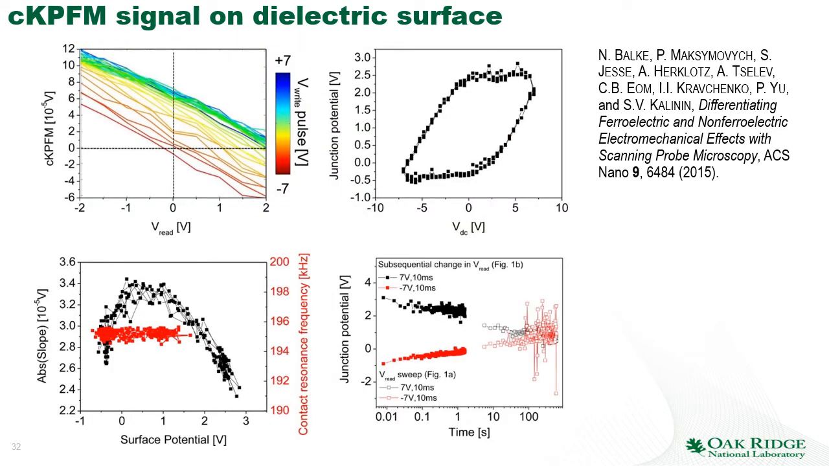So it turns out that CKPFM on dielectric surfaces gives us a very rich spectrum of information on the surface charges and surface electrochemical behavior. We can study phenomena such as the hysteresis of the junction potential. We can study the evolution of the electrostatic forces. We can study the time dynamics. And many of these areas are still open for exploration.